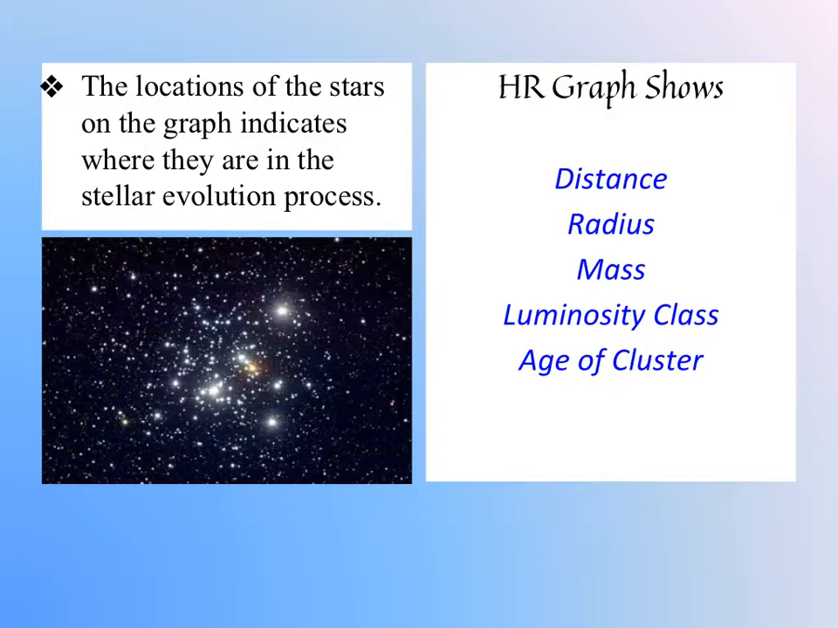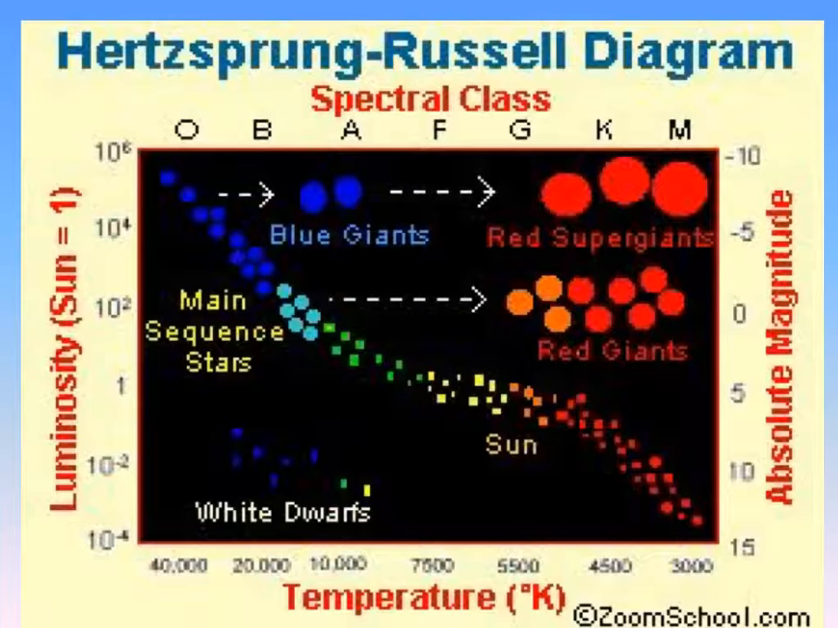So one of the cool things about the HR diagram is it's not generally used just to plot an individual star, but to plot clusters, because when we look at clusters of stars, we notice that they all have very similar compositions, very similar characteristics. So in terms of their distance, their radius, their mass, their luminosity class, and we can also then plot their age. And that's a really important function of using the HR diagram to look at clusters, is knowing where in the life cycle not just the individual stars are, but the cluster as a whole.